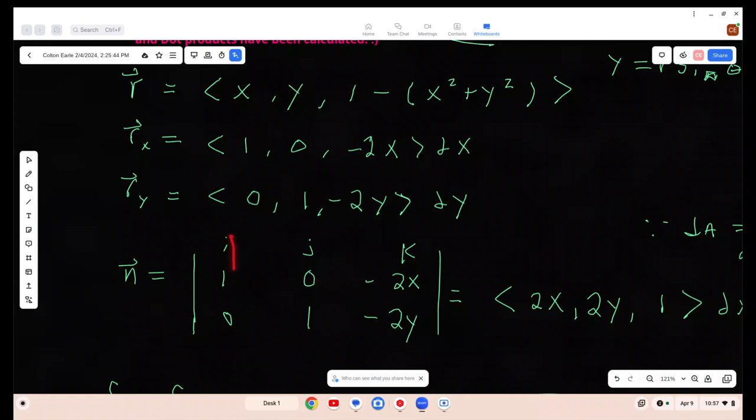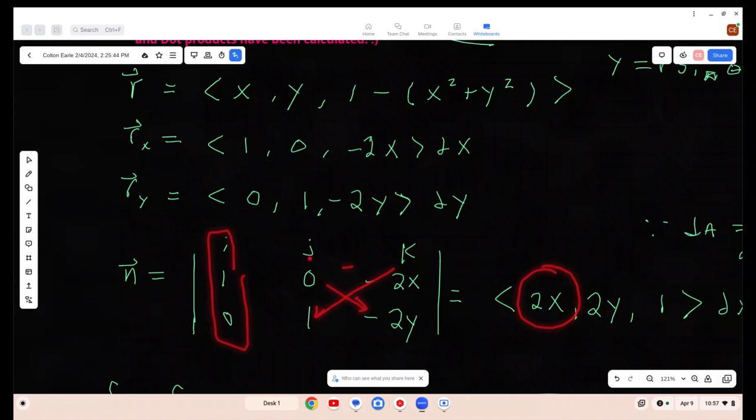So you're going to omit i, and you're going to do the cross of j and k here. So that's going to be 0 times minus 2y minus a 2x in this direction, remember. So that's going to give you 2x for your i-th component.